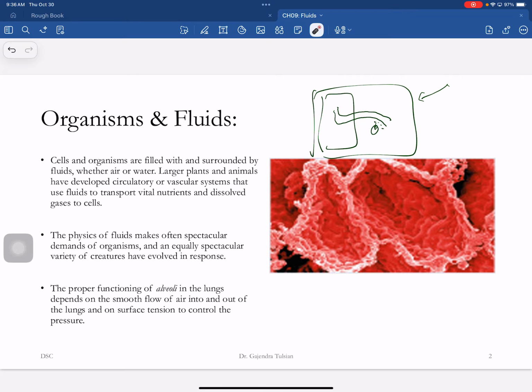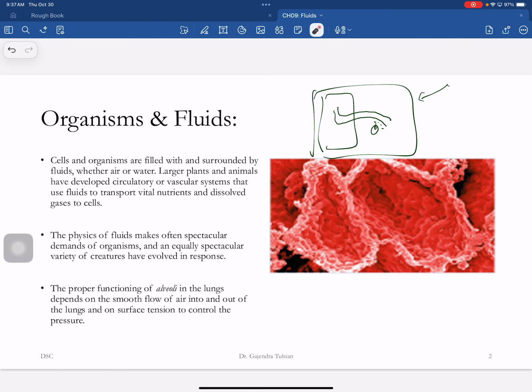So the physics of fluids makes spectacular demands on organisms. Is there anything that breaks the laws of physics? No, you can't break the laws of physics. There are laws of fluids, and all organisms have to obey them. So creatures have evolved structures to comply with the laws of fluids. The proper functioning of alveoli in the lungs depends on smooth airflow into and out of the lungs.